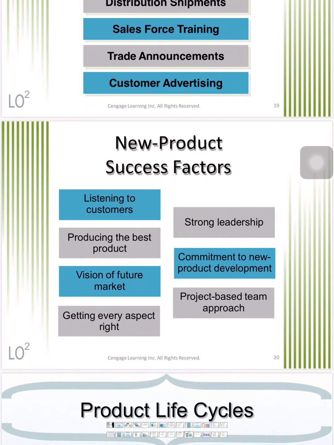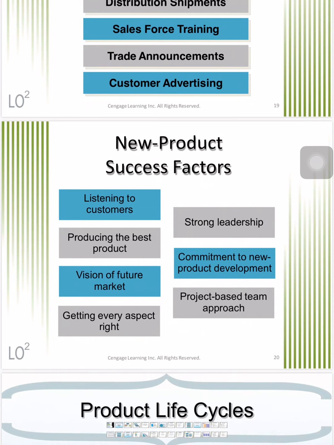These are the factors when the product succeeds. In order to succeed in new product development, of course, the factors are: listening to the customers. You must listen to the customers, identify their needs and wants, what they want, and solve their problem. And then producing the best product. Of course, you produce a high quality product with good features and high performance. Once you introduce your product to the market, you will get a good response, because your product is known as high quality with good performance.